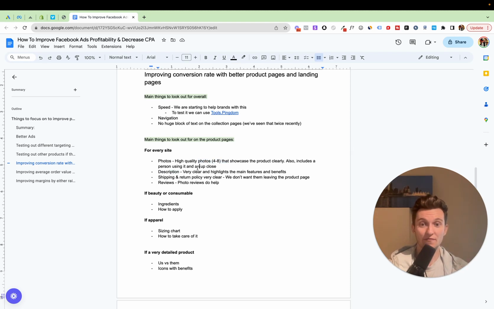Next up, description, very clear. And I've seen some descriptions where they mainly highlight only the product, especially when people are super product focused, which is good.